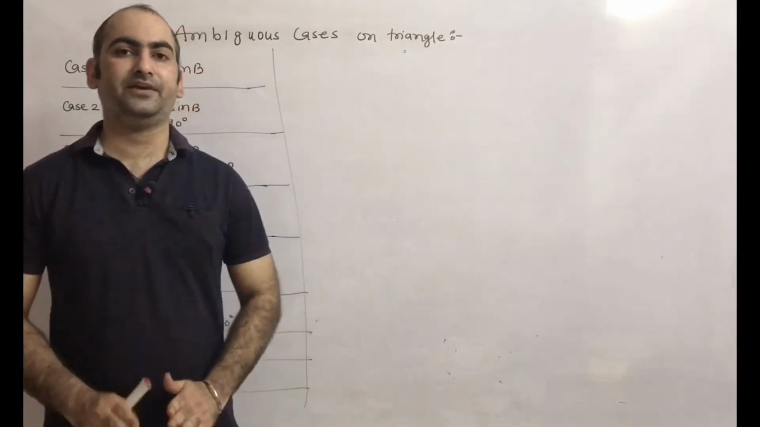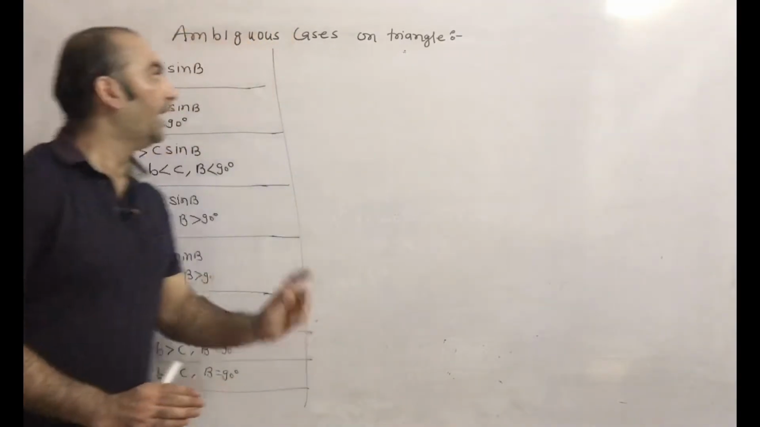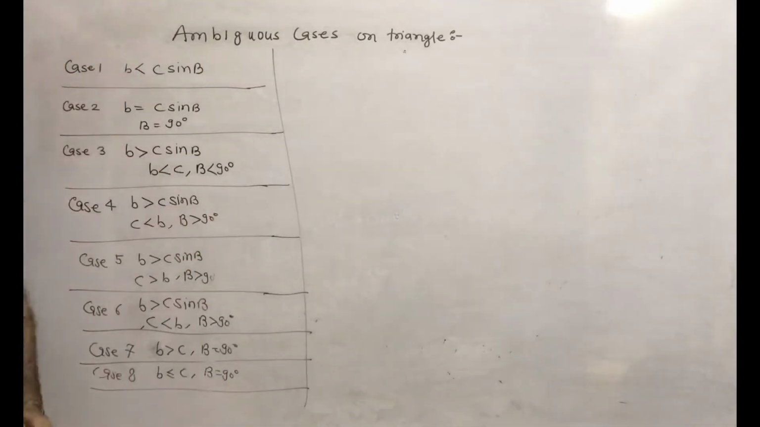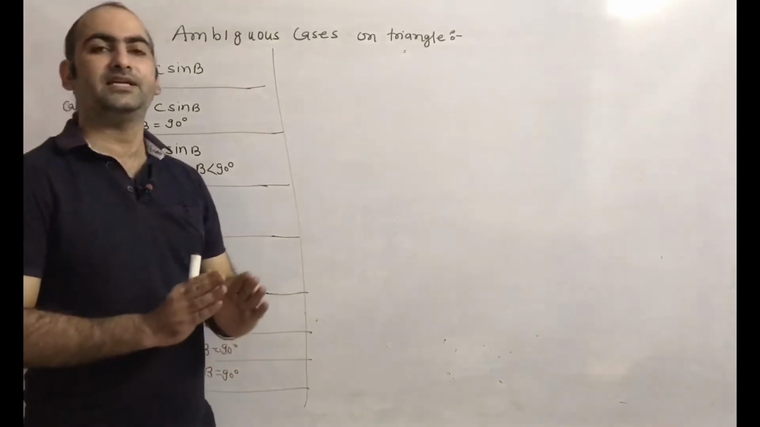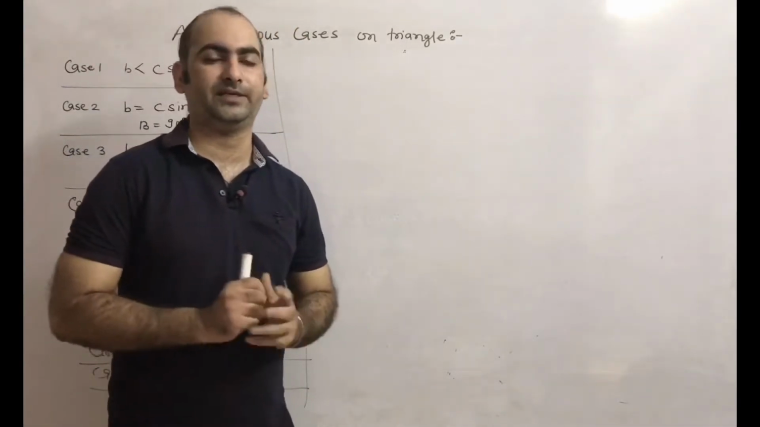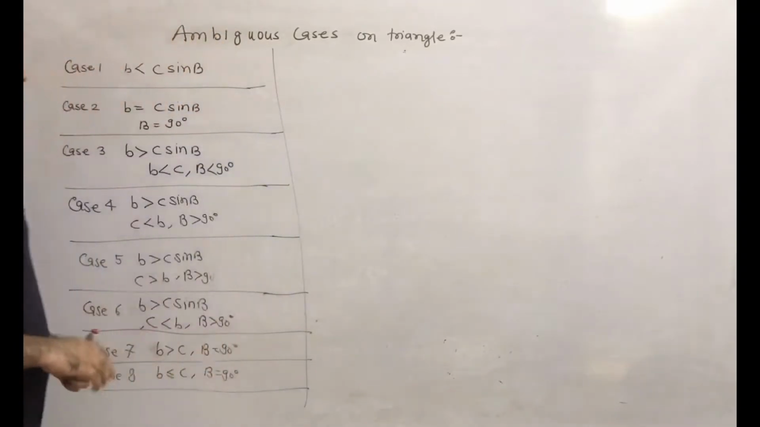Next, we are discussing a very important concept, that is ambiguous cases on triangle. So we have 8 cases. In these 8 cases, we have to tell whether a triangle is possible or not. If a triangle is possible, we have to tell how many triangles are possible. So here we are discussing this one.